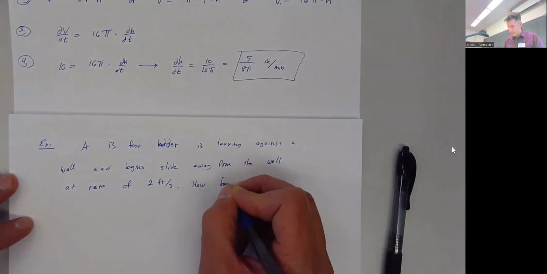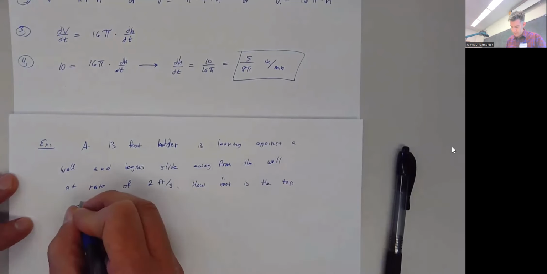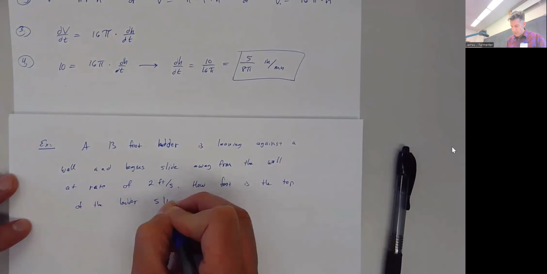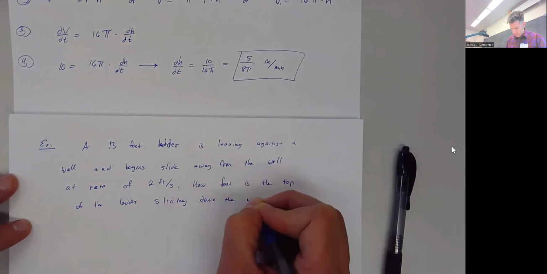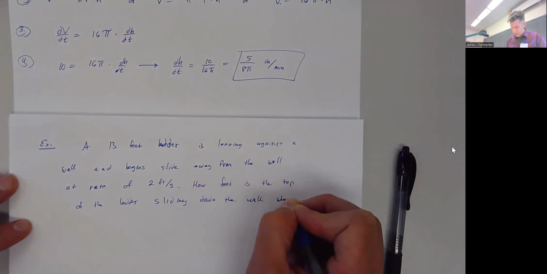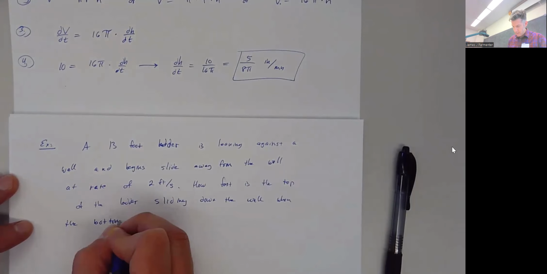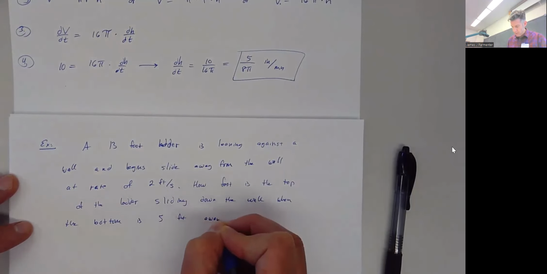How fast is the top of the ladder sliding down the wall when the bottom of the ladder is 5 feet away from the wall?